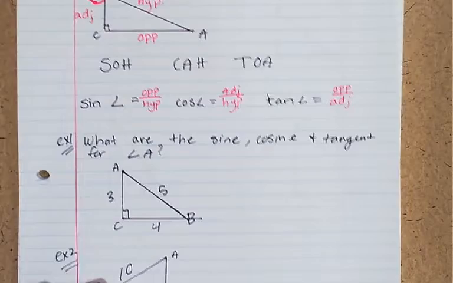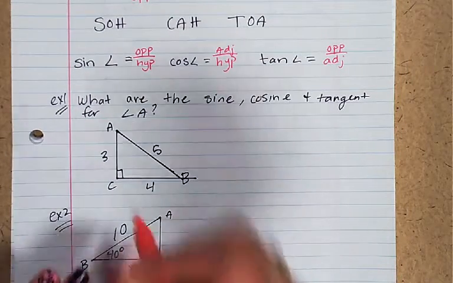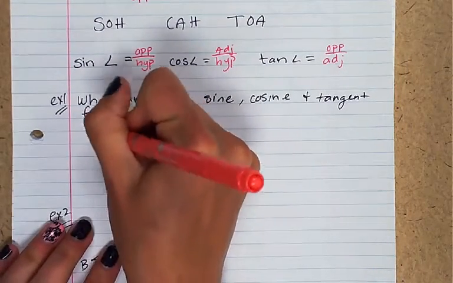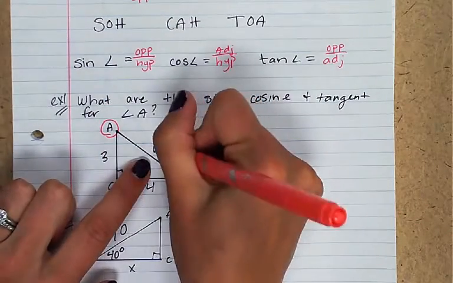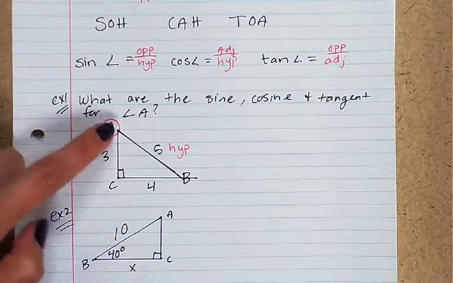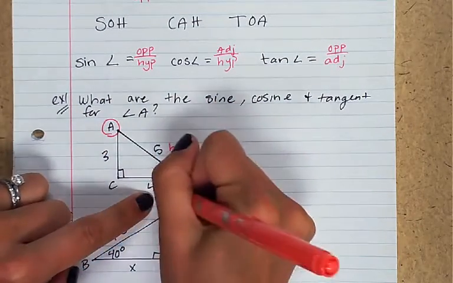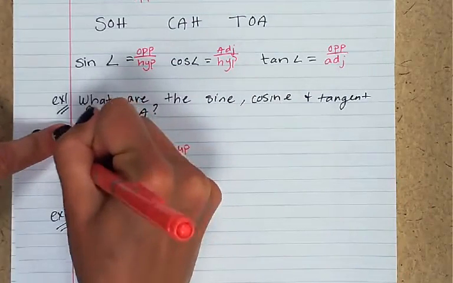For example 1, it says, what are the sine, cosine, and tangent ratios for angle A? So this is our reference angle. Before I start anything, I'm going to write what all of those sides are called. Opposite the right angle is always the hypotenuse. From angle A, the leg that's across from it is your opposite, and the leg that's touching it is your adjacent.